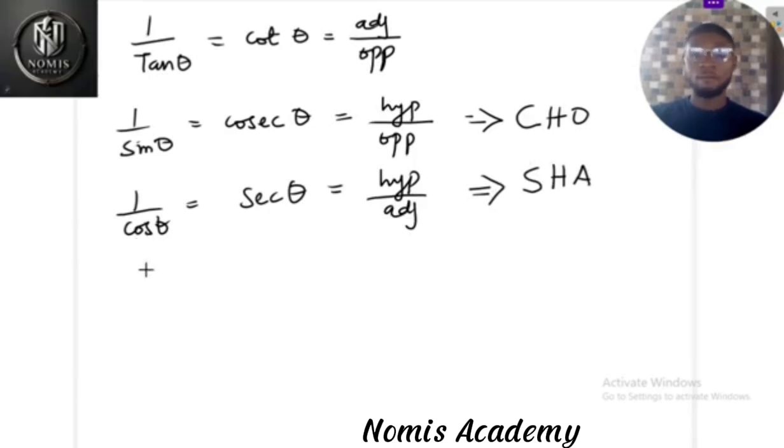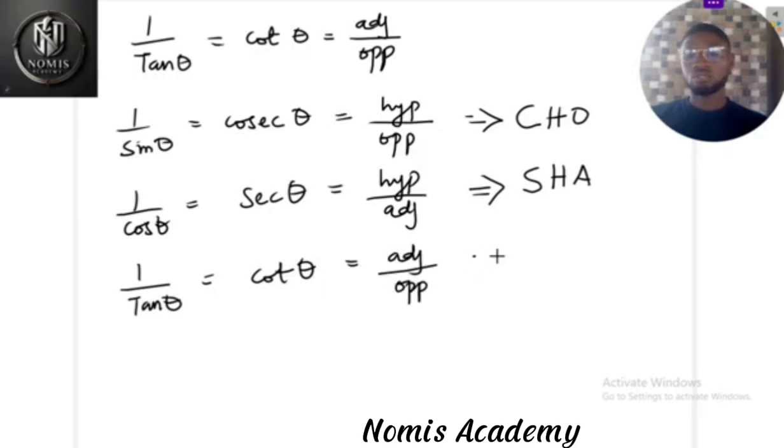So 1 all over tan theta is equal to cot theta, and we say cot theta is equal to adjacent all over opposite. So this can become CAO. So we have SOHCAHTOA. So please put all this in your memory.